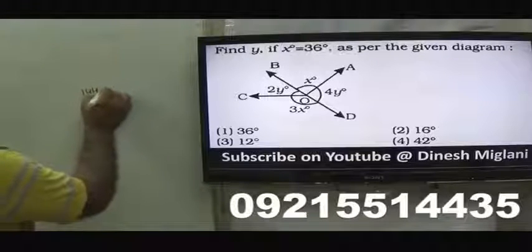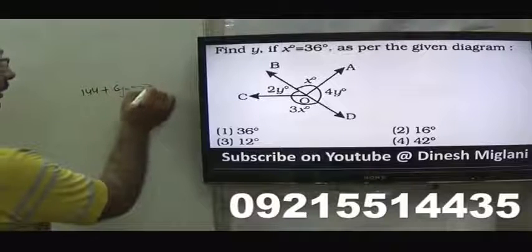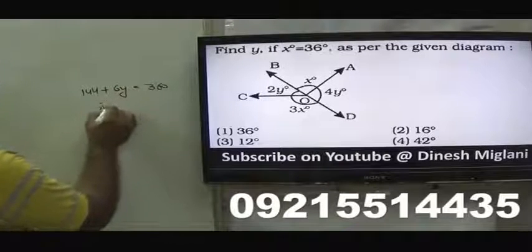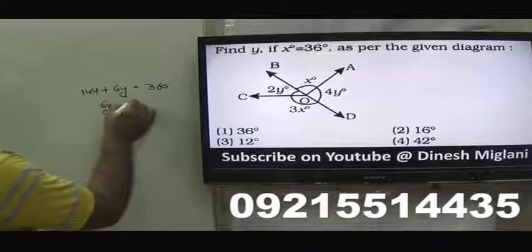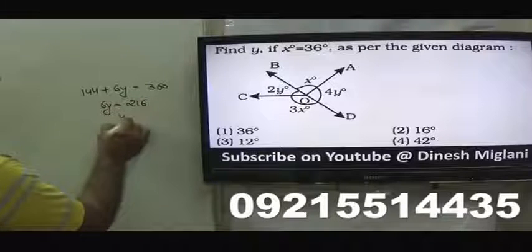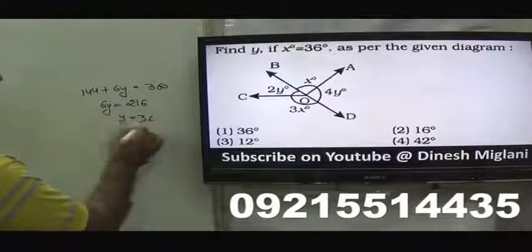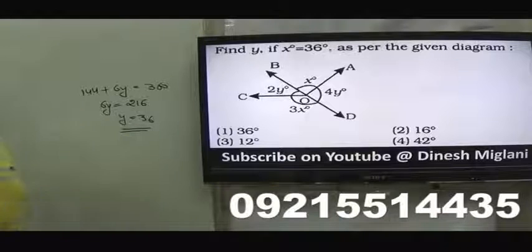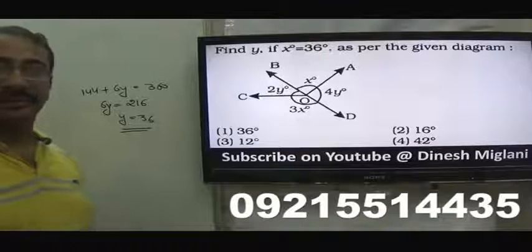144 plus 6y is equal to 360. 6y कितना हो जाएगा? 360 minus 144. We can say 216. तो y कितना हो गया? 36. That becomes our answer. राइट, तो यहाँ क्या कह सकते हैं? What is the value of y? Value of y is 36 degrees. ये हमारा आंसर हो जाएगा.